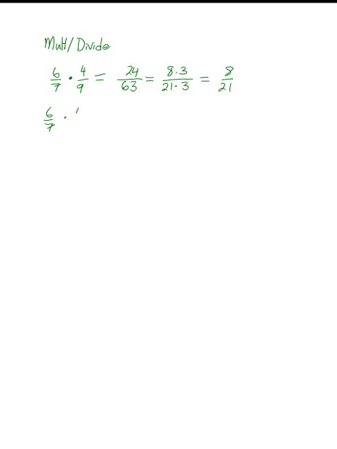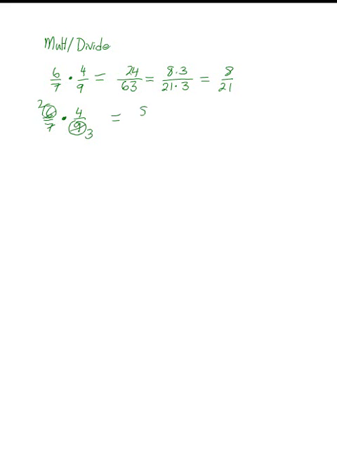6/7 times 4/9. What I like to do is reduce first, because then my numbers are smaller. I want to deal with small numbers when I can. And the rule on reducing when you're multiplying is you can reduce anything on top with anything on bottom. So I've got a 6 on top here and a 9 on bottom here. They have a 3 in common. I can cancel a 3 out. So I'm going to cancel a 3 out of each one. 6 is 2 times 3, and 9 is 3 times 3. And I don't see anything else that cancels.